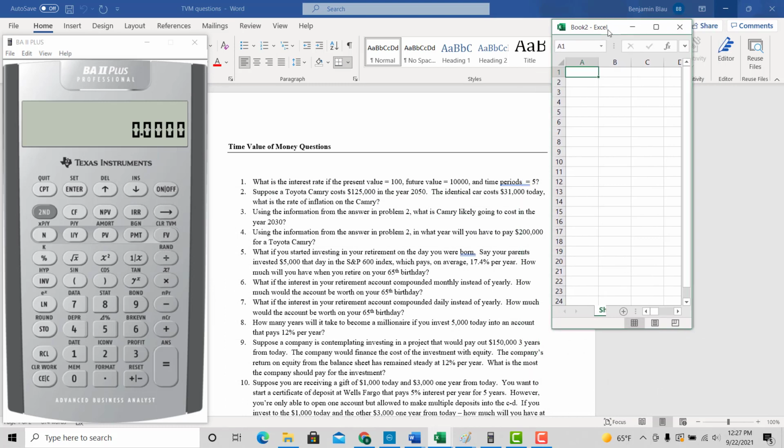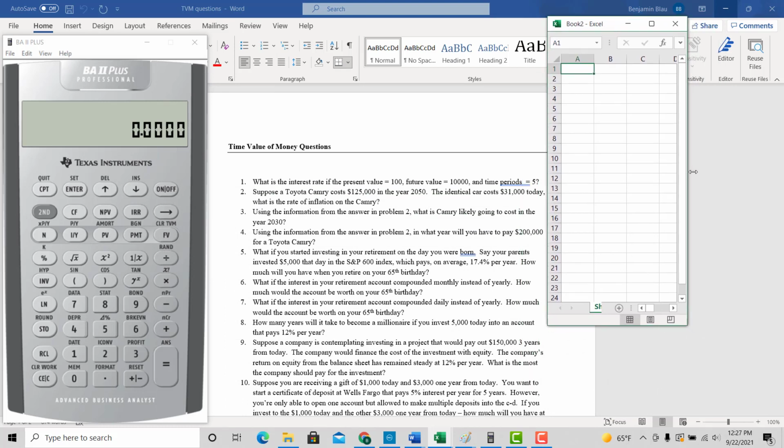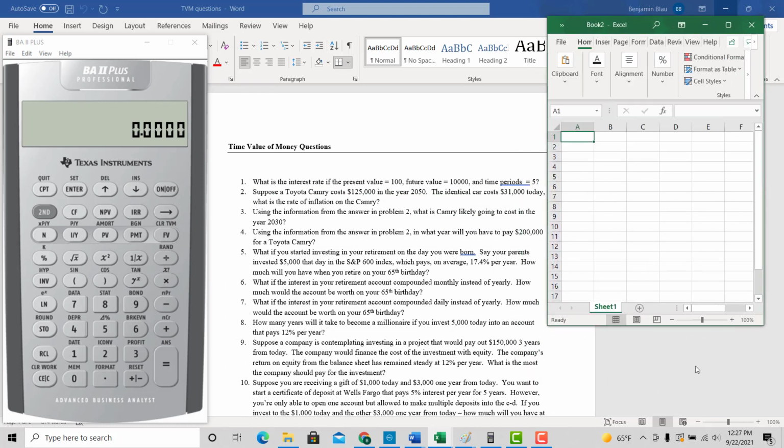Okay, so I'll answer these questions using both Excel and the financial calculator. I think that will be helpful to get you comfortable using both. And we'll work through these problems. As we work through problems, I'll introduce new concepts and new problems, and we'll talk about those as they come. So number one asks, what is the interest rate if the present value is 100, future value is 10,000, and time periods is 5?